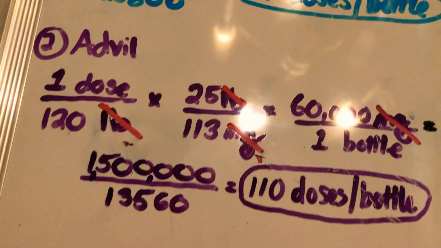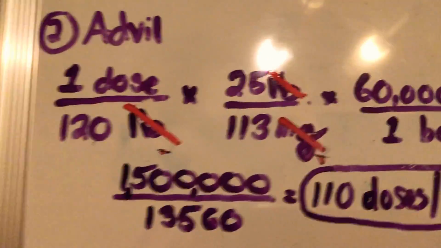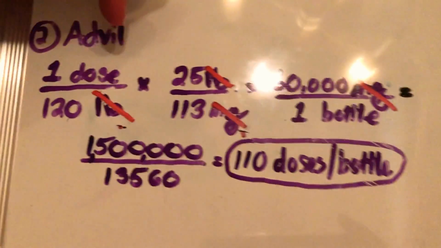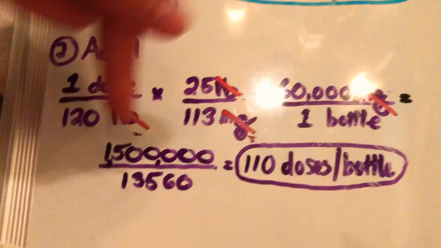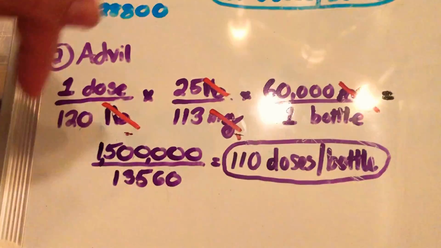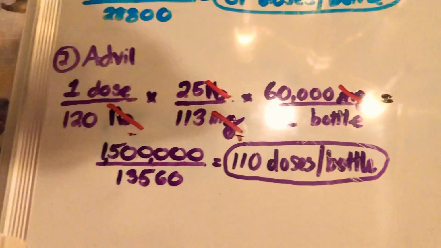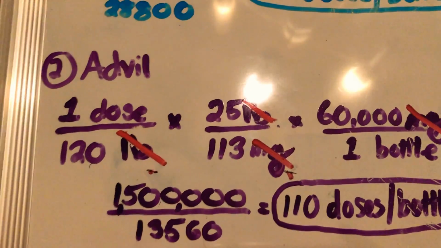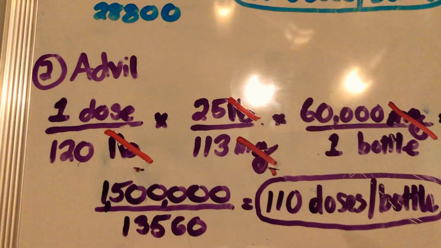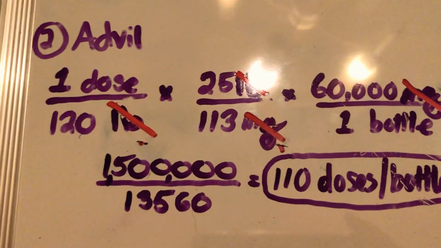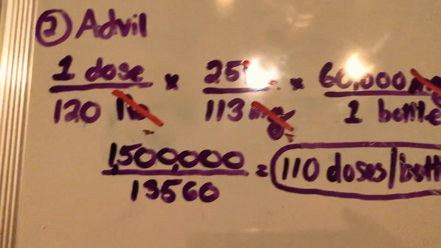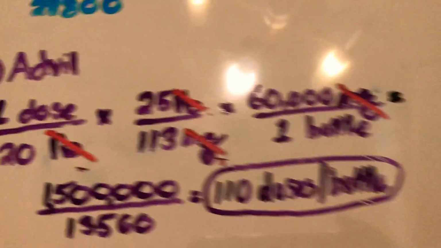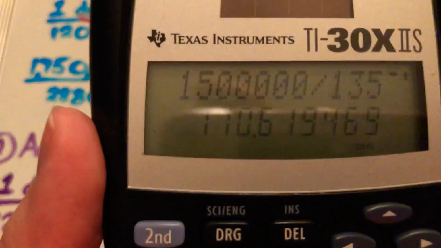That's clean. That's what you get when you multiply top and multiply bottom, so you do 25 times 60,000 divided into 120 times 113. That gives 1,500,000. Sorry, I'm just making sure I'm putting in the correct numbers. 1, 3, 5, 6. Okay, so this is what I got.